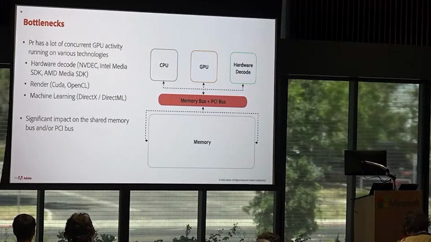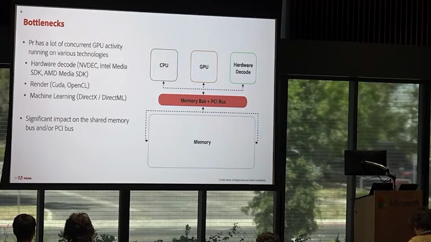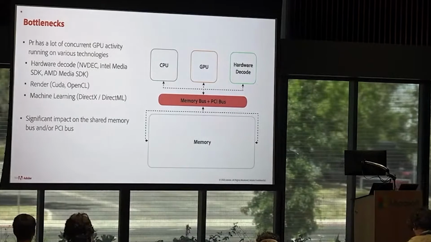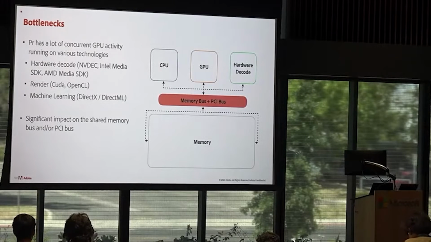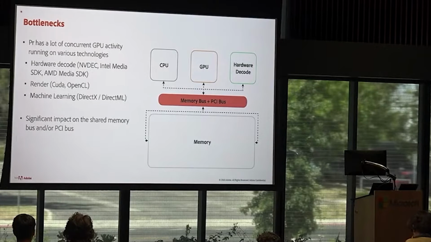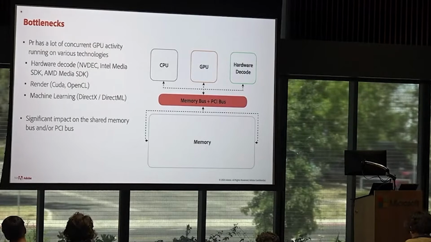So all of these different pipelines means that Premiere ends up having a lot of concurrent GPU activity running in the background on various different technologies. On the hardware decode side, we use a lot of vendor-specific frameworks, such as NVDEC, the Intel Media SDK, and the AMD Media SDK. On the render front, we use CUDA on NVIDIA GPUs and OpenCL on AMD and Intel GPUs. And for machine learning, we use DirectX and DirectML to back our pipeline. All this to say, our biggest bottleneck is transfer cost, going off of the GPU and off of the hardware into CPU memory so that all of these pipelines can work in parallel on the different underlying technologies.